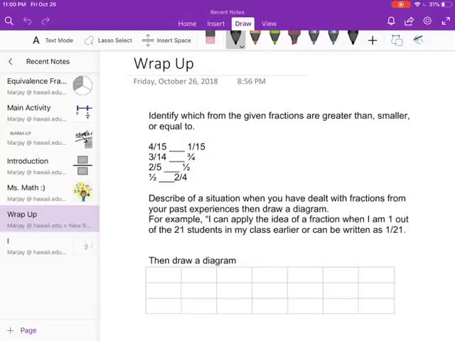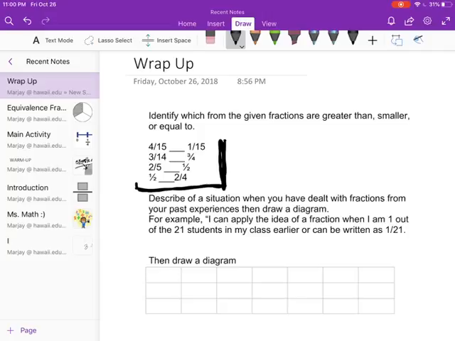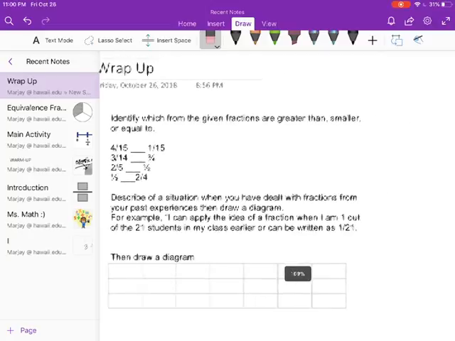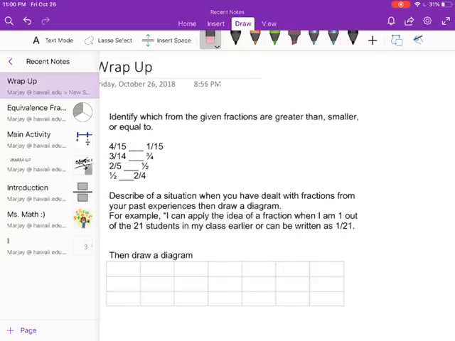Last activity. I want you guys to identify from these given fractions which one is less than, which one is greater than, or which one is equal to which. And also, I want you guys to think of a scenario that happened today that can relate to a fraction form.